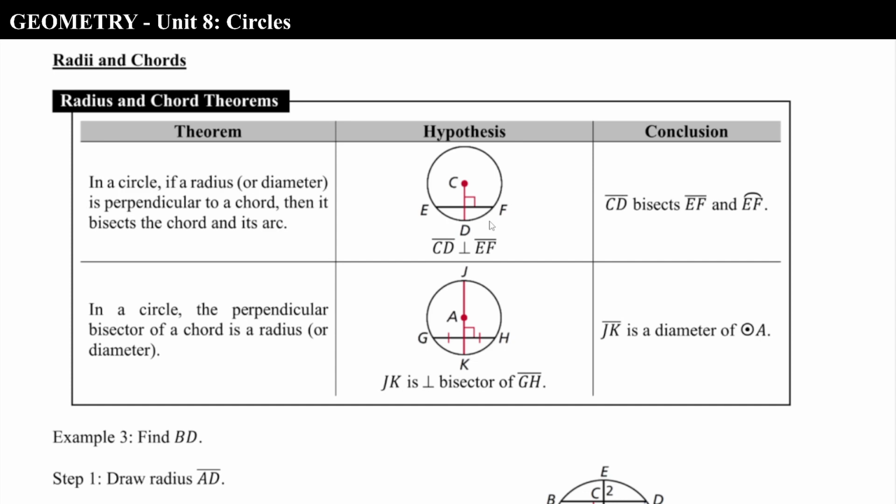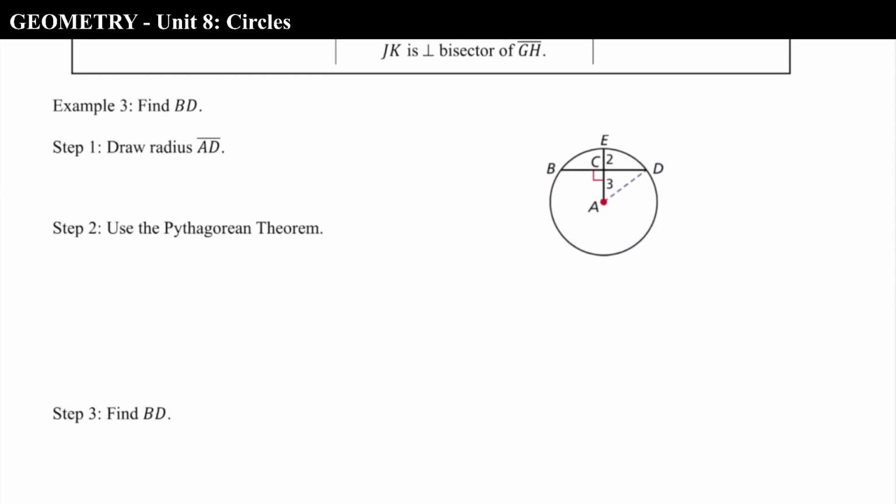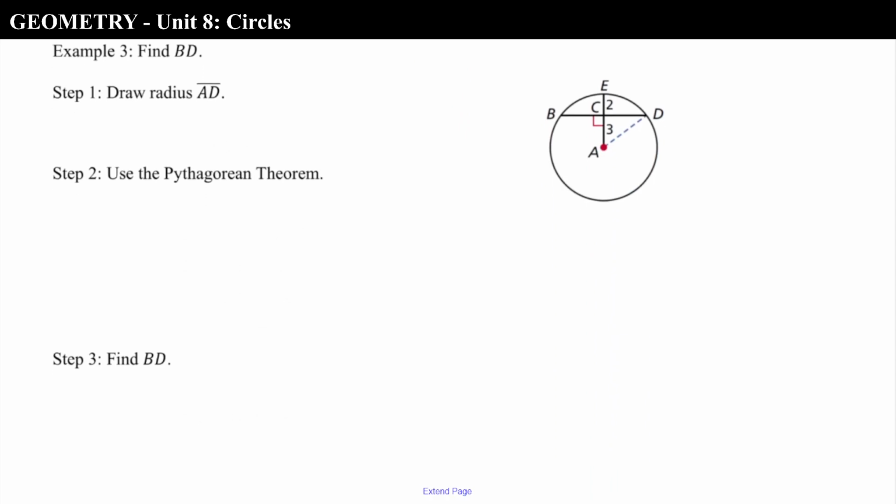In a circle, the perpendicular bisector of a chord is a radius or diameter. So if you have a chord and you have a perpendicular bisector, you're going to do that with the radius or the diameter. So let's do a couple of examples with this.